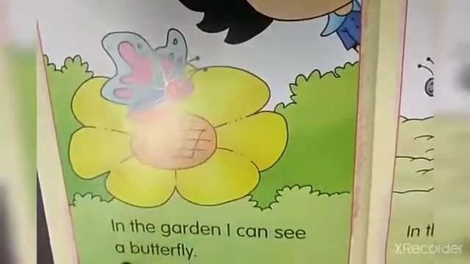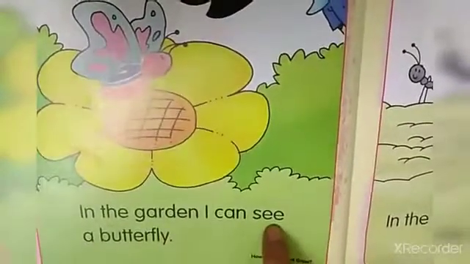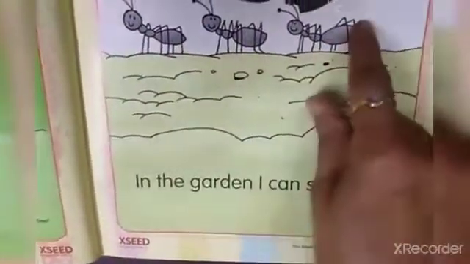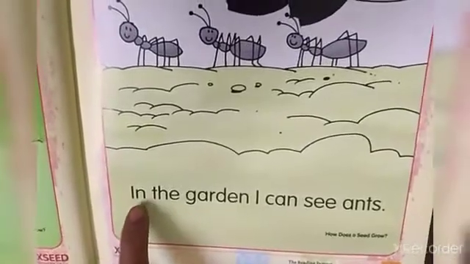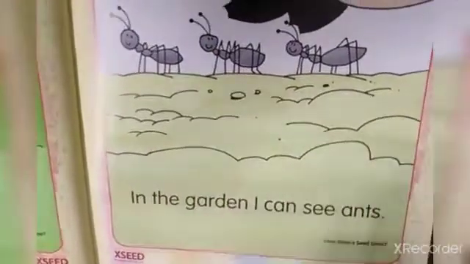In the garden, I can see a butterfly. Now look at the picture again. What are these? These are ants. Then how can you say? How should you tell? How can you add these ants here?